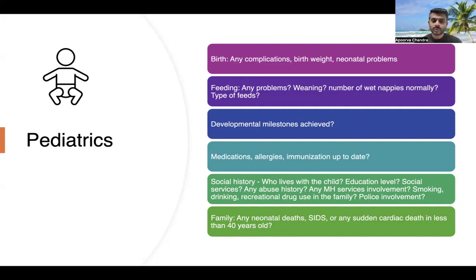You need to also ask about family history. This involves any neonatal deaths, any sudden infant deaths in the family, and any history of cardiac problems in people less than 40 years old in the family as well. Two of the common things that are tested in pediatrics are BRUI as well as non-accidental injuries. So make sure that you read a lot about BRUI and NAI on the MRCEM e-learning website. So that'll be really helpful.